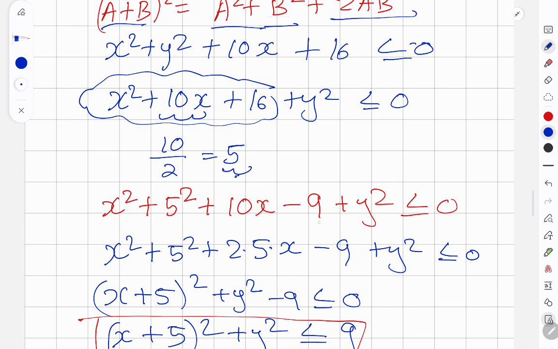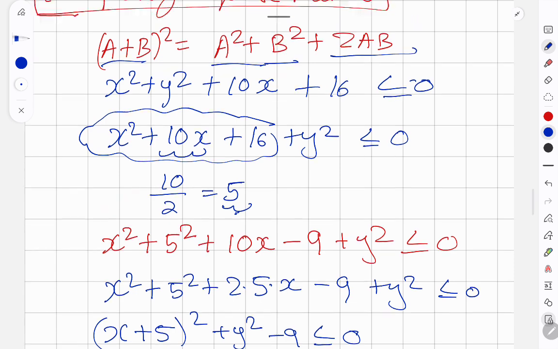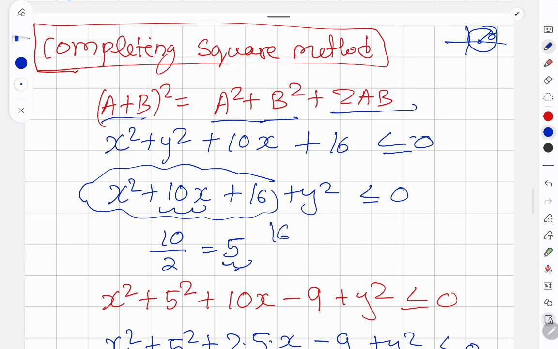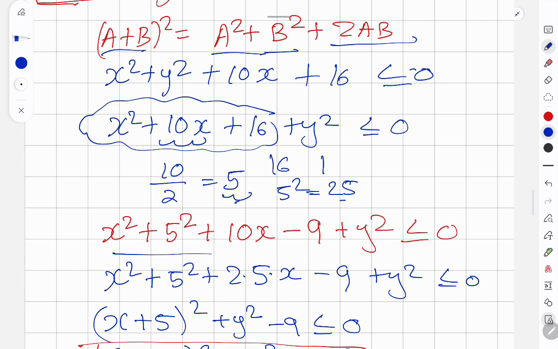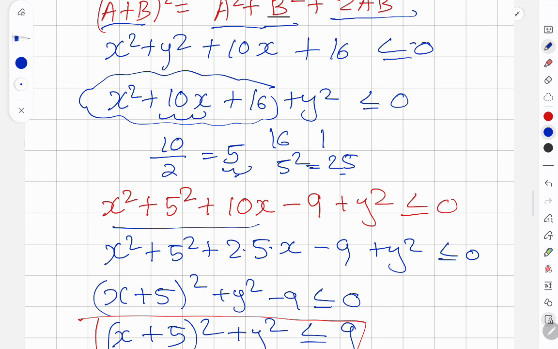I have 16 over here, but I need a term 5 square to get the complete square, so it's 25. How much do you need from 16 to get 25? You need a plus 9, right? So if you add a 9 and you subtract a 9, you will end up with this case. So we are reversing this. Then we got this equation.